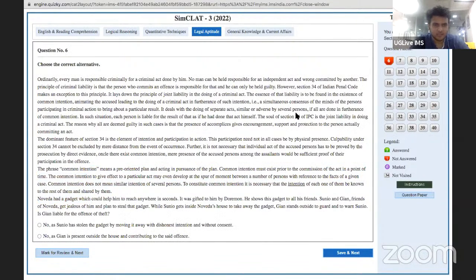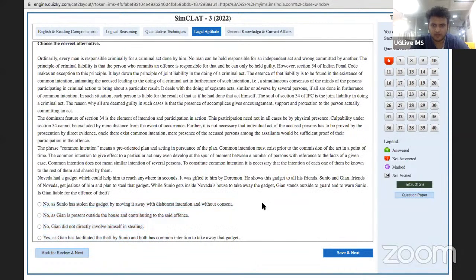Noveda had a gadget which could help him reach anywhere, and second, it was gifted to him by Doraemon. He shows his gadget to all his friends. Sunyu and Gyan get jealous of Noveda and plan to steal the gadget. Sunyu gets inside Noveda's house to take away the gadget. Gyan stands outside to guard and to warn Sunyu. Is Gyan liable for the offense of theft?